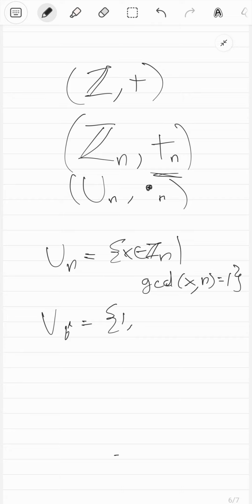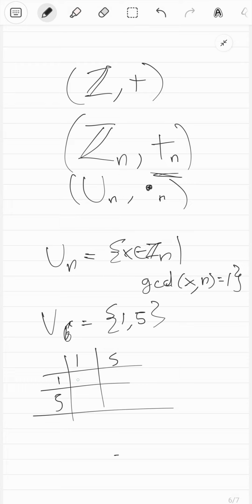1, because the GCD of 6 and 1 is obviously just 1. 0 is not there, notice that, because the GCD would be 6 obviously. So 1, 2 is not there, 3 is not there, 4 is not there, 5 is there, and that's pretty much it actually. So U6 is just that, and then obviously you have U6 with multiplication modulo 6, and that's the group, right?